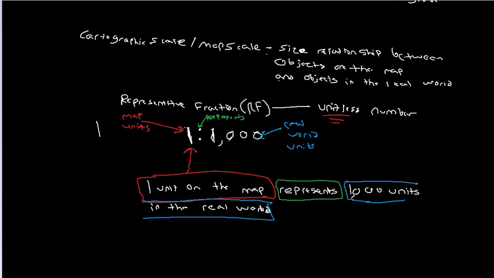We can put any unit we want as long as the units are the same on one side and the other, right? We could do 1 foot, 1,000 feet. We could do 1 inch, 1,000 inches. We could do 1 mile, 1,000 miles, right? As long as the units are the same, we can pick any unit we want. So hopefully that makes sense.